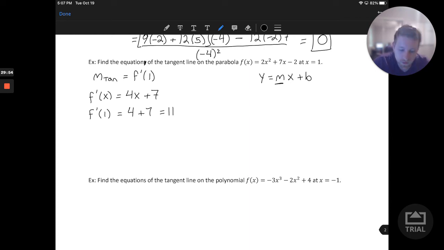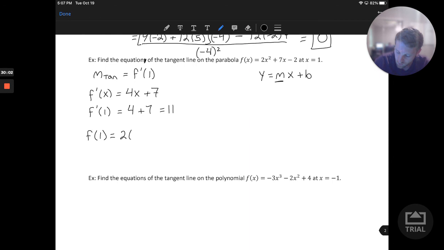So let's consider finding just the functional value. That'll give us our output at the value 1. So we have 2 times 1 squared plus 7 times 1 minus 2. And if we find that functional value, it looks like that is going to be equal to 7. So we do have a functional value or a point here at 1, 7.